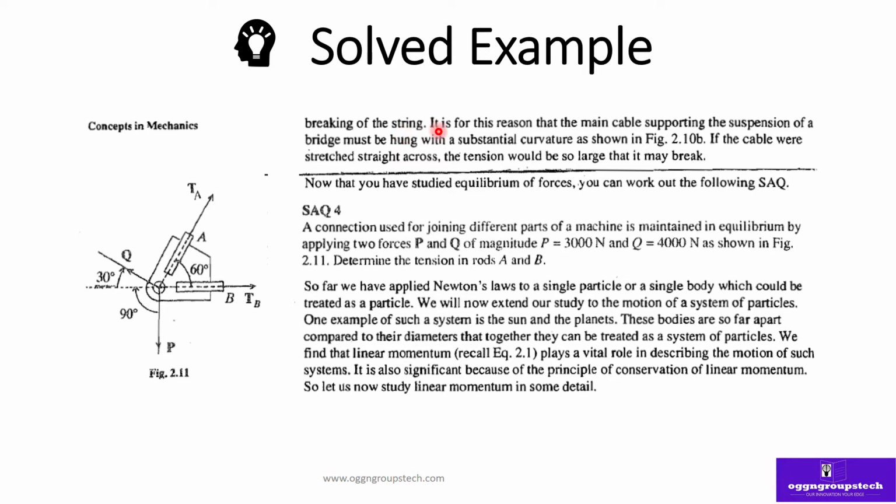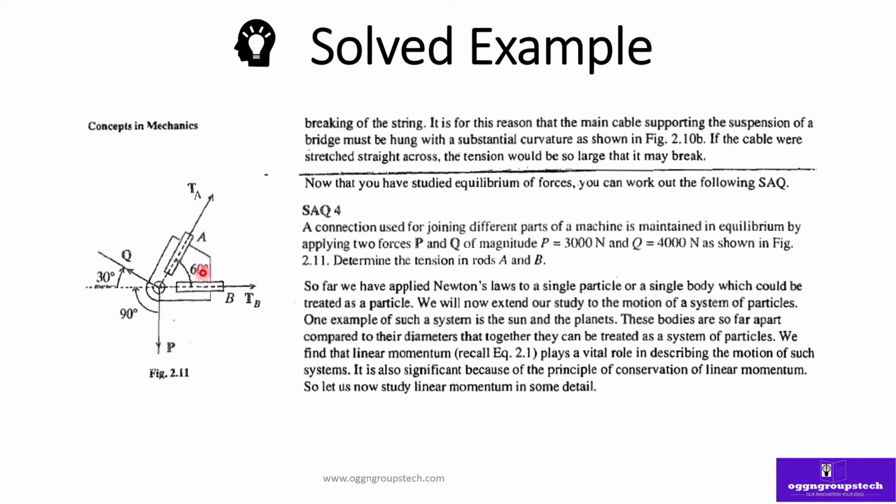So it is for this reason that the main cable supporting the suspension of a bridge must be hung with a substantial curvature. एक पर्टिकुलर एंगल से उसे पकड़ के रखना चाहिए. ठीक है. If the cable were stretched straight across, the tension would be so large that it would break. Now here this you have to do as homework.